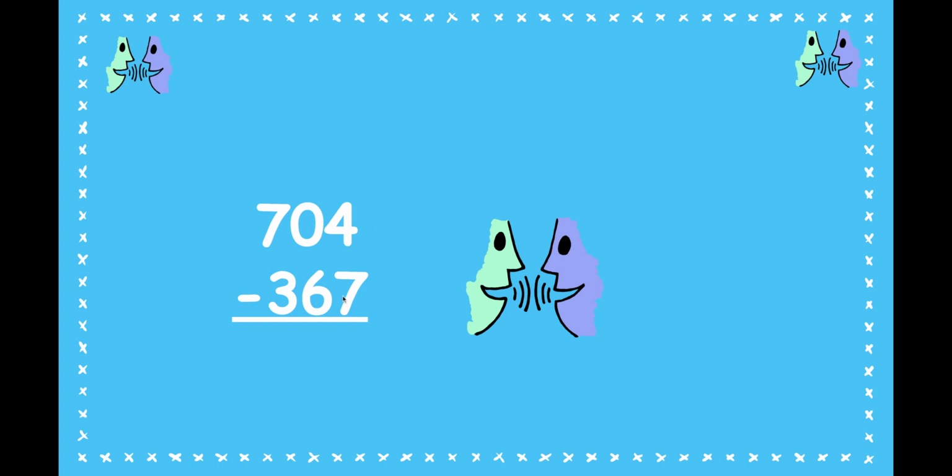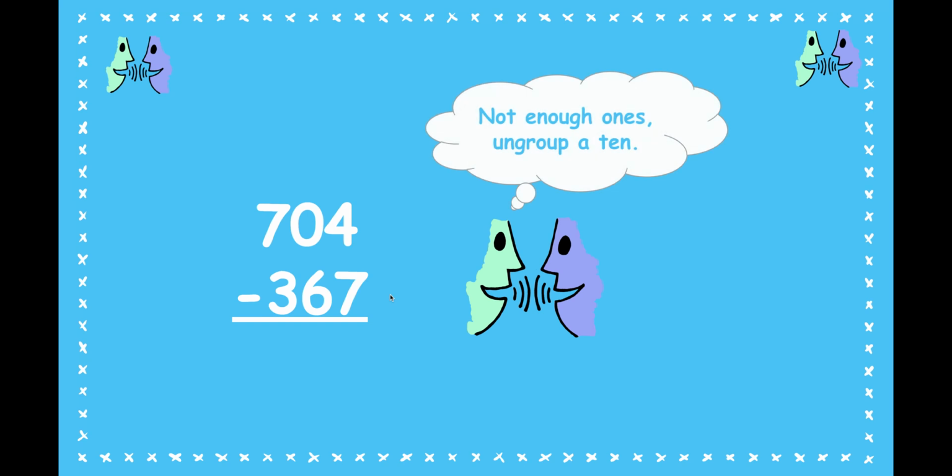Next, I'm going to start in the ones place. I'm going to subtract 4 minus 7. Well, I don't have enough ones, so I need to go get more ones, and I know that when I need more ones, I always go to the tens place. But my tens place has 0. What do I do? Well, I know that I need to make tens so that I can make ones.